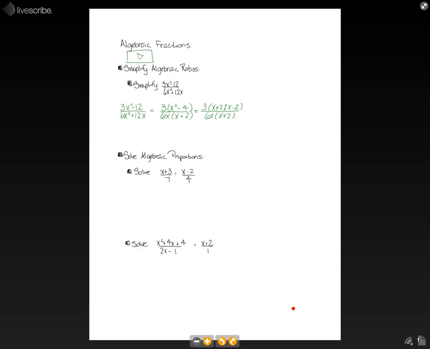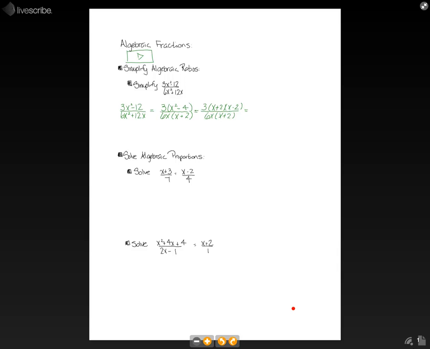A good way to check to see if you've factored all the way is that if your terms are all of degree 1, so there's just x, there's no x squareds or x cubes or x to the anything, then that's a pretty good indicator that you're factored as far as you can go. So now our numerator and our denominator are independently done as much as they can be.